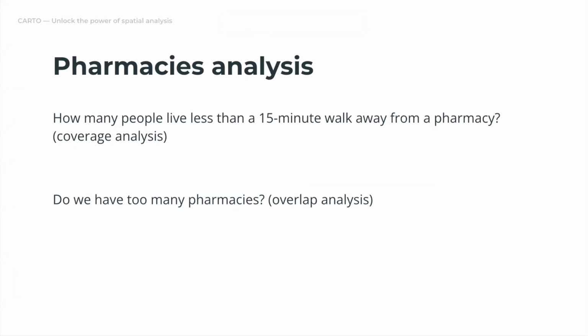But that is not only useful for visualization, and that is what I would like to talk about here: how we can change the kind of analysis that we do in regular geo using geometries to something that uses spatial indices. Right now, I'm going to present two analyses. One is a coverage analysis that counts how many people live less than 5 minutes walking from a pharmacy. The other checks: do we have too many pharmacies? Do we have some kind of overlap between them?